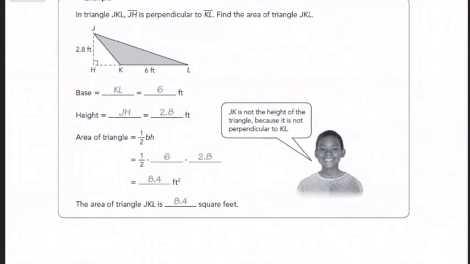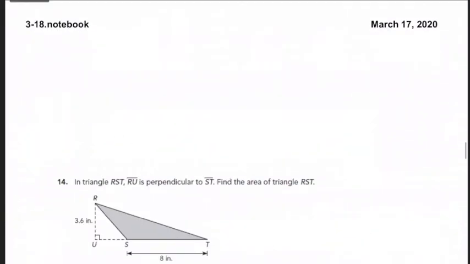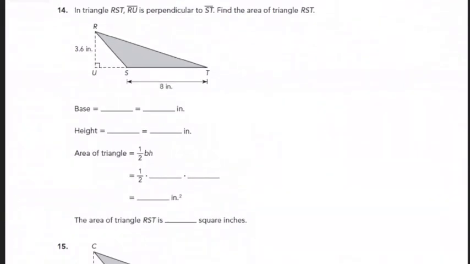Let's move on. This one's similar. You got to find the base and height. All you got to do is look for the right angle. And the right angle shows me that the 6 feet there, KL, is the base, and the height is 2.8. I'm not going to do that problem.